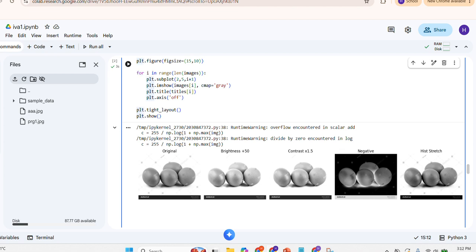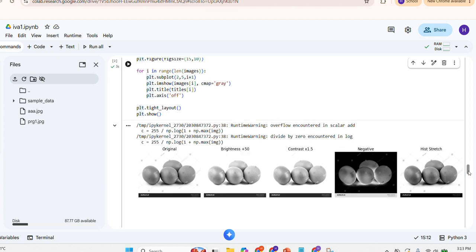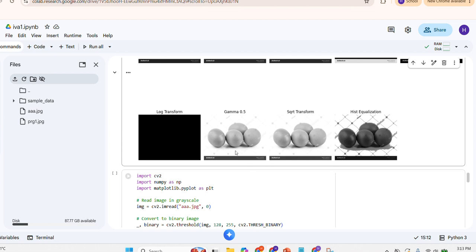Brightness plus 50, brightness into 1.5, contrast into 1.5, negative of the image. As you can see, the white pixels are changed to black and black to white. Then histogram stretching, log transform, gamma with 0.5, square root transformation, and this is histogram equalization.